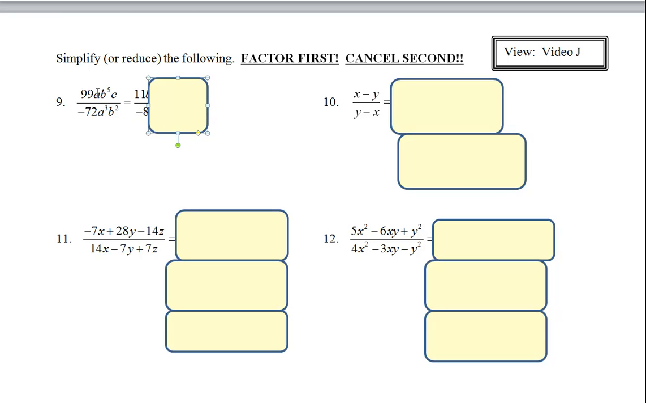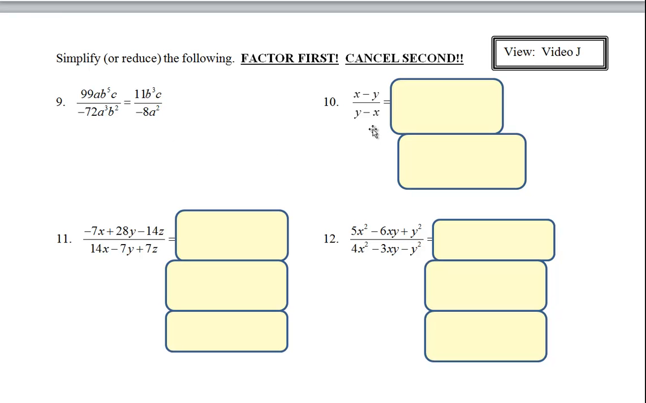My a's, well, I've got a to the first over a cubed. A cubed outnumbers, so I'm going to end up with a squared on the bottom. My b's, notice who outnumbers who and by how many. I'm going to end up with b to the third on top, and there's nobody with c, so c stays. So let's see. There's my b cubed c in the numerator and my a squared in the denominator. No more like factors. That's my final answer.